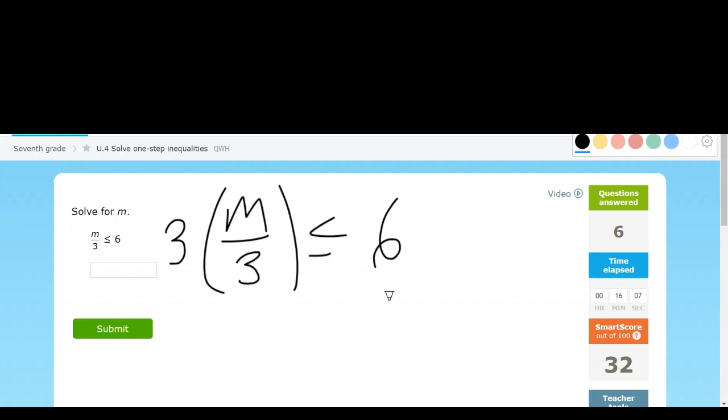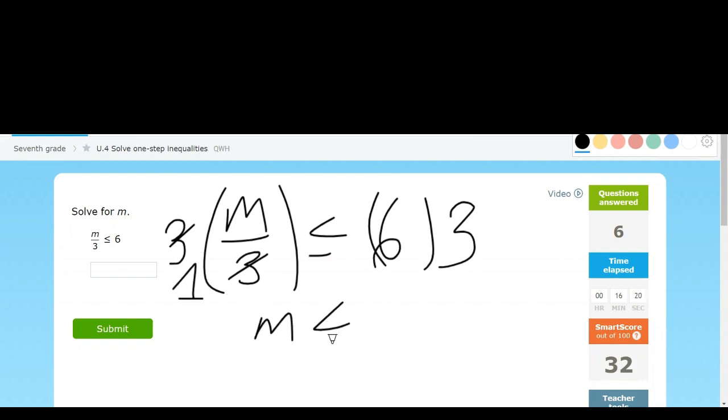But you must remember, what we do to one side of the inequality, we must do to the other side as well. So we're going to multiply both sides by 3, and you'll notice 3 divided by 3 here cancels out to be 1. So we have m is less than or equal to 6 times 3, which is 18.